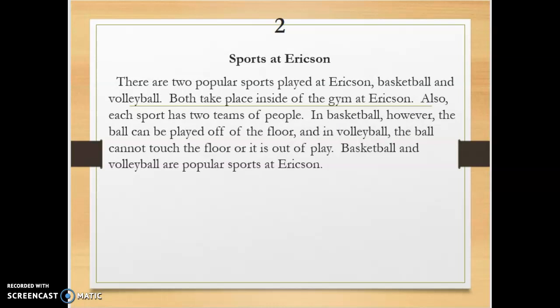Looking at number 2, sports at Erickson. There are 2 popular sports at Erickson. Basketball and volleyball both take place inside the gym at Erickson. Also, each sport has 2 teams of people. In basketball, however, the ball can be played off the floor, and in volleyball, it cannot touch the floor or it is out of play. Basketball and volleyball are both popular sports, so they're talking about 2 sports in here. So what type of text structure is this?